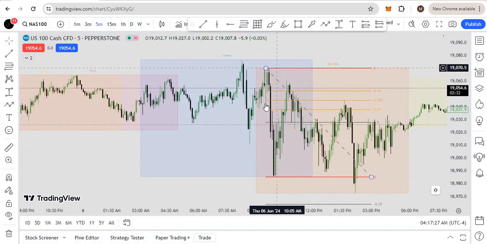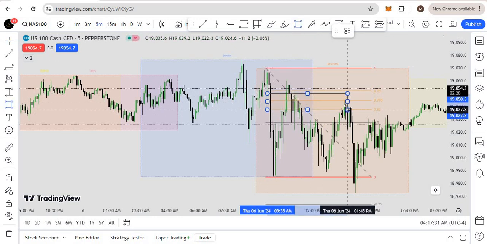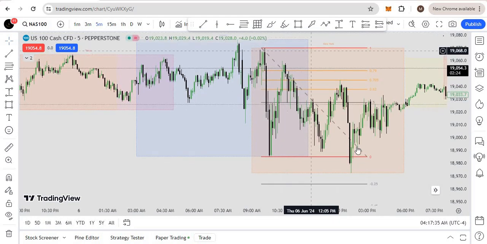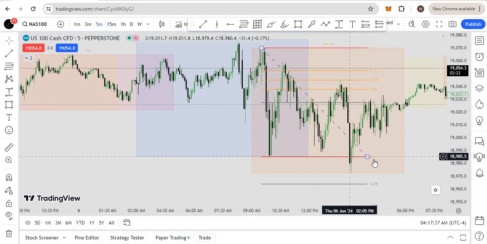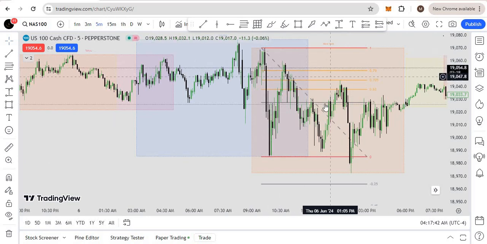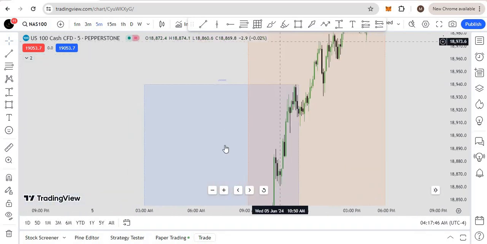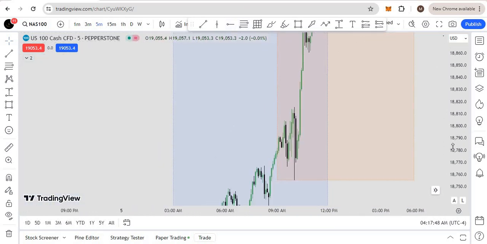So you will see we have this fair value gap, beautiful. We have this fair value gap, we have this stop loss, we have this target. You should understand now why this target is important. After that point, you should put break even on your trade. All right, let's go back to where the beautiful trend is going on.